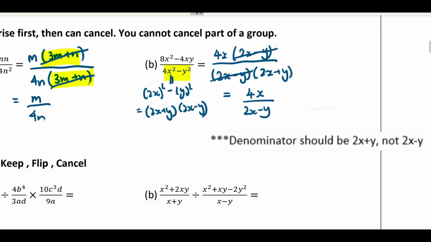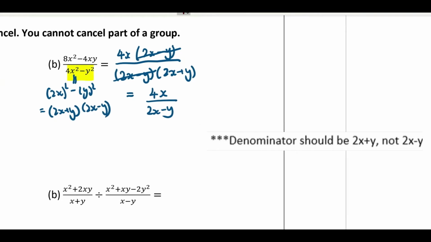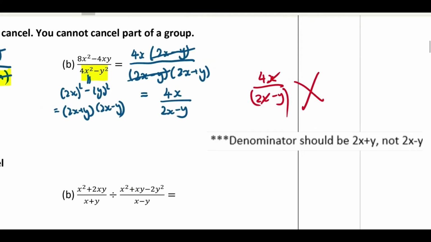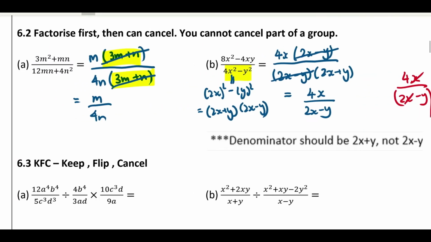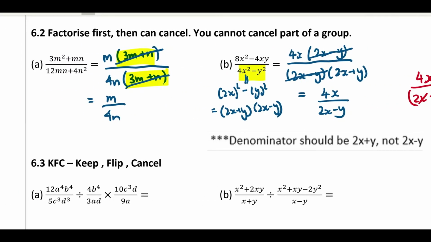Okay, so question. 4x over 2x minus y. This x and this x can cancel or not? Cannot. Because 2x minus y is one whole group. You cannot cancel part of the group. I repeat again: you cannot cancel part of the group unless the x is on the outside of the group. So always remember, factorize first. If you can factorize, you can cancel, then you cancel. If you cannot cancel, don't anyhow cancel.